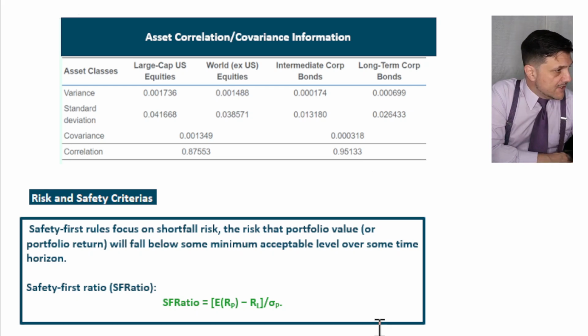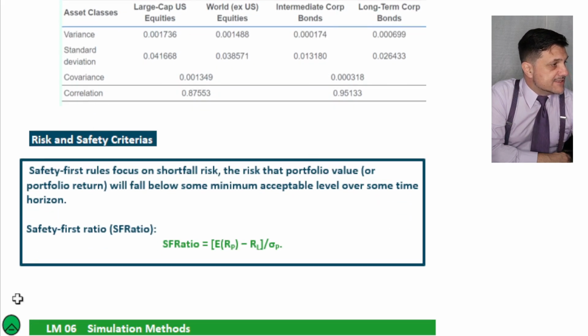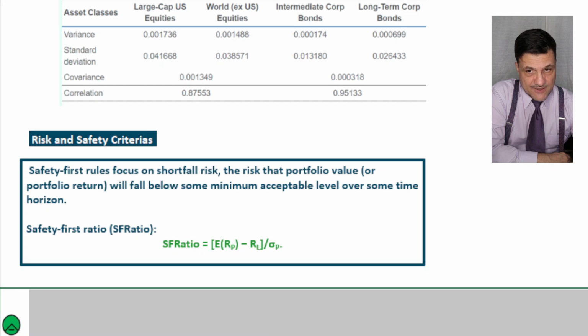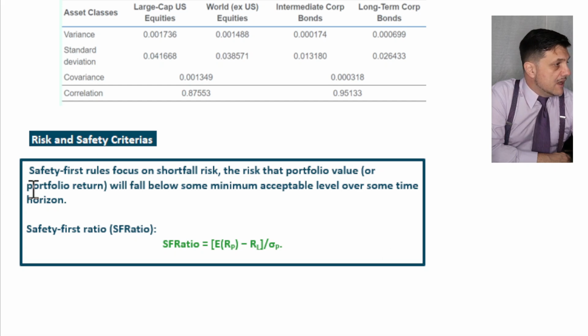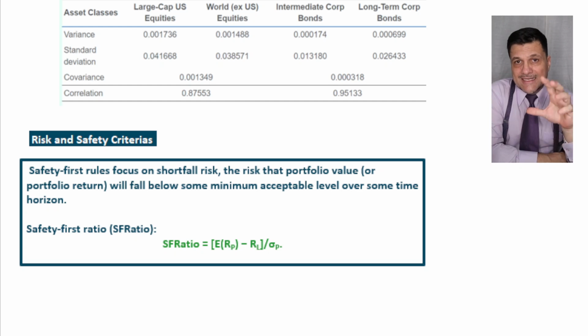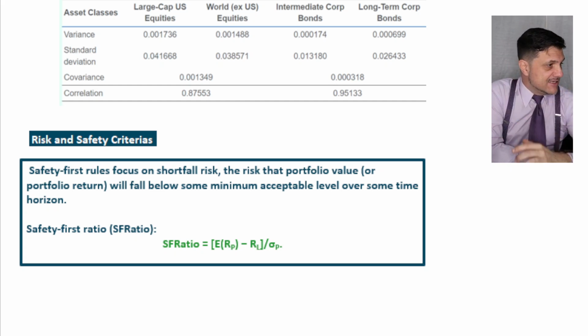All right, and let's finish this video with the risk and safety criteria. Okay, I think that's important here. So safety rules is this: how much the client needs. Let's select portfolios according to how much the client needs. So it's based on safety. I need at least X% return every year. So based on that, I'm going to select portfolios.